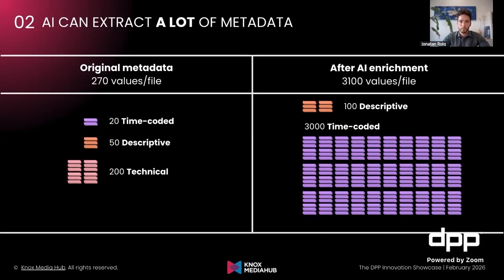So at Knox Media Hub, we integrated with partners that can do this AI detection. And our focus is on simplifying the use of this metadata because it's great to have it, but it's very complex to organize it and then surface this to the user in a simple way. So as you can see, this is a significant increase.